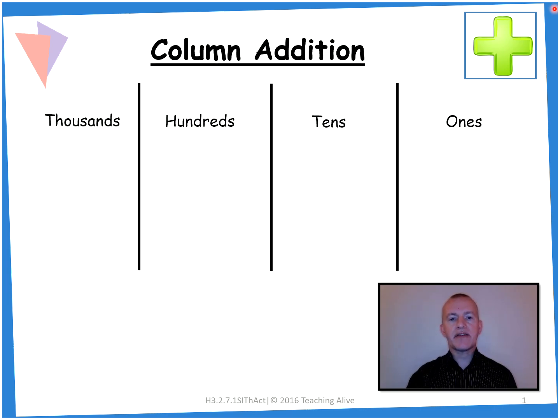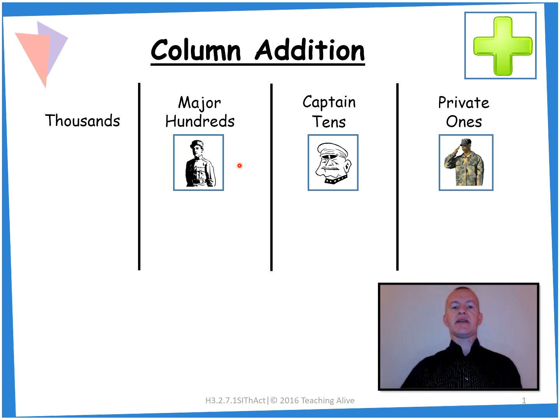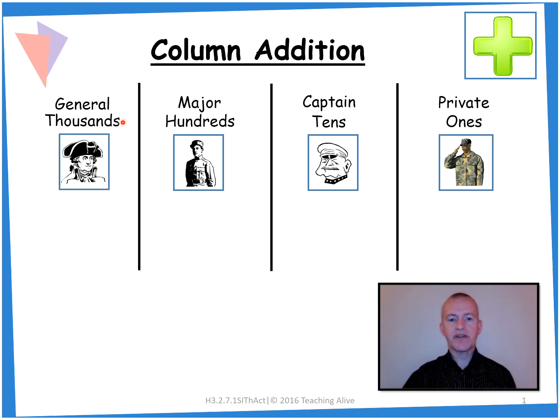I think of the army when I think of column addition, as in the army you have to line up in straight lines and be organized. I think of the ones column with privates in charge, and we salute for private ones. The tens column with captain in charge, so for captain tens we can twirl a pretend moustache. For our hundreds we have a major in charge, so a major hundreds, and we can sit up straight for major hundreds. And then for our thousands we have general thousands, and for general thousands we can pretend to put a cap on our head.